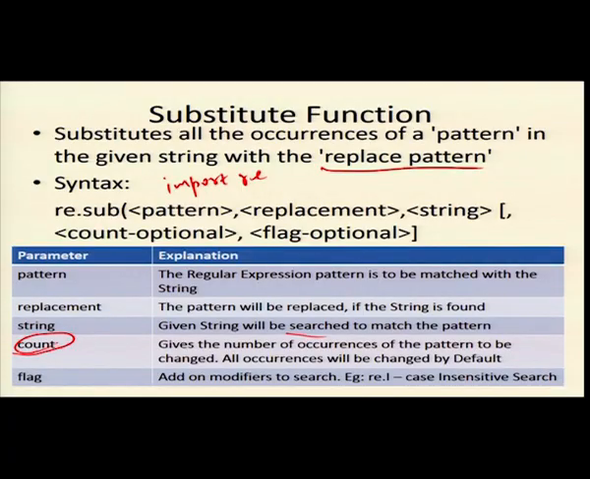Then what is the count? It gives the number of occurrences of the pattern to be modified. If you are not specifying the count, my dear viewers, kindly make a note of it: wherever there is a match, it will be replaced. That is the reason by default all occurrences will be changed. Then what is a flag?